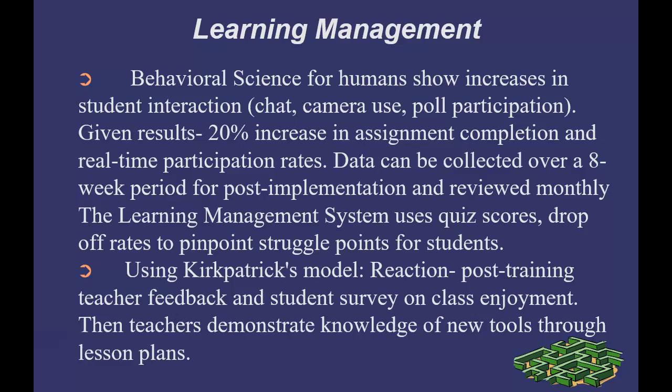Learning management. Behavioral science for humans shows increases in student interaction, like chat, camera use, and poll participation. Given results, there was a 20% increase in assignment completion and real-time participation rate. Data can be collected over an 8-week period for post-implementation and reviewed monthly. The learning management system uses quiz scores and drop-off rates to pinpoint struggle points for students.